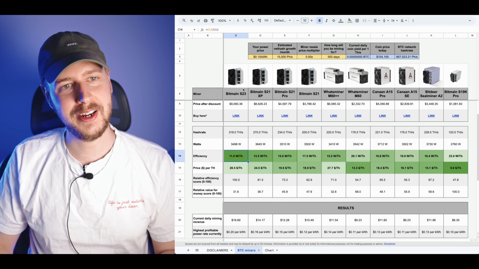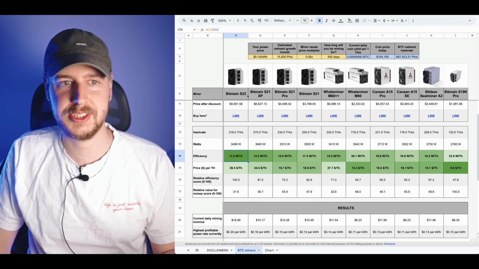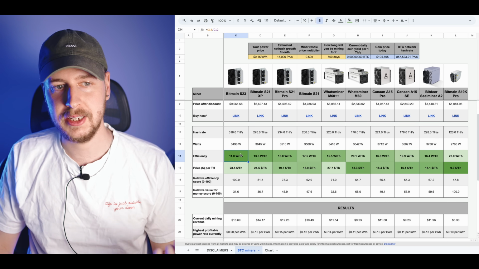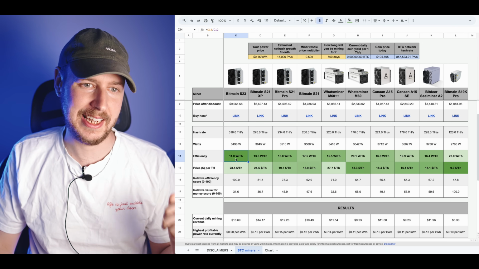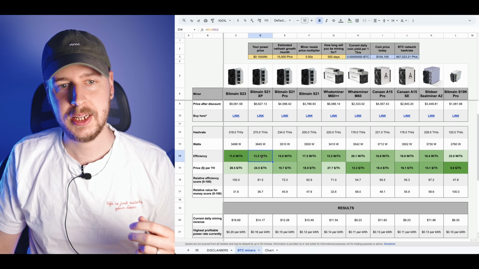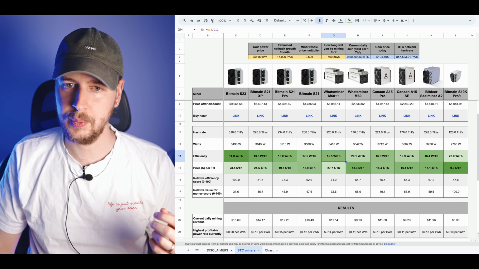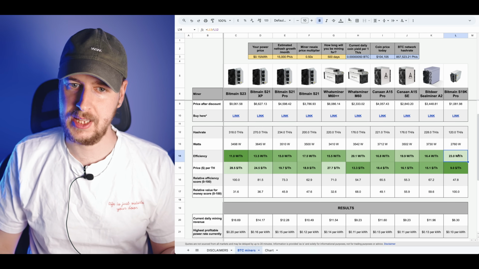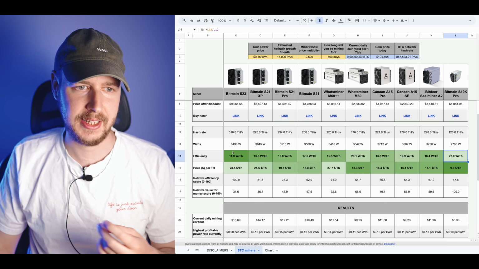We want it to use as little electricity as possible per amount of hash rate that it gets. And you can see, no surprise there, the new generation of Bitmain S23s is the most efficient, at about 11 watts per terahash. And you can see how it scales here, where of course the cheapest unit has the worst efficiency, and then there's a scale like that.